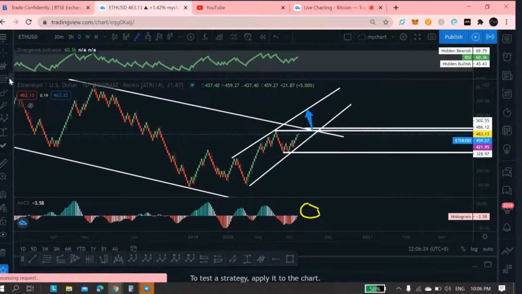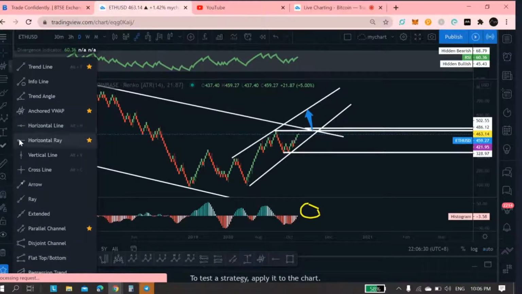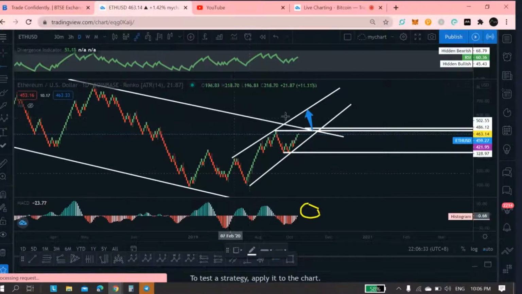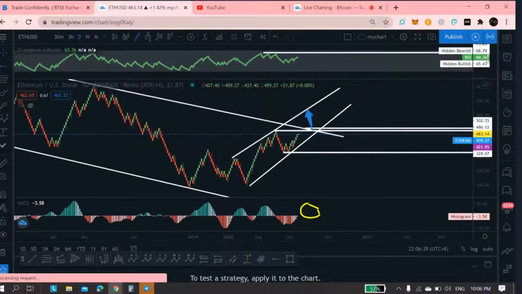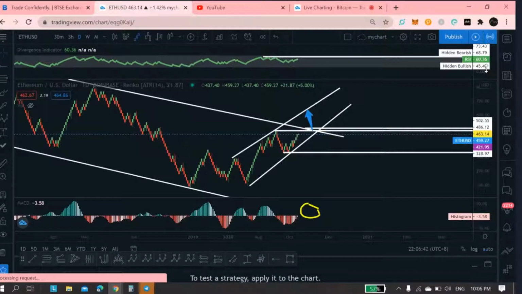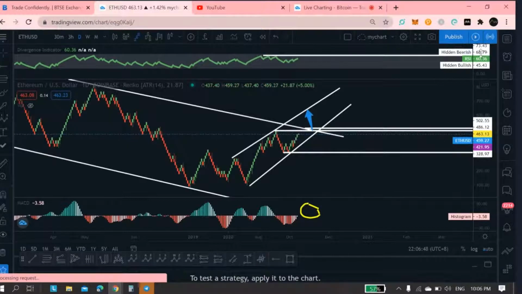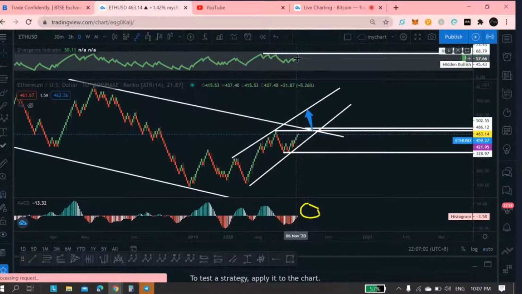The resistance I'm looking at is there at this area, which is around the 73 area. But as you can see, there is also a hidden bearish there at around 68.79. Sometimes I also use that, or we can also use that, depending on the situation. So let's see if it will break out or reject.